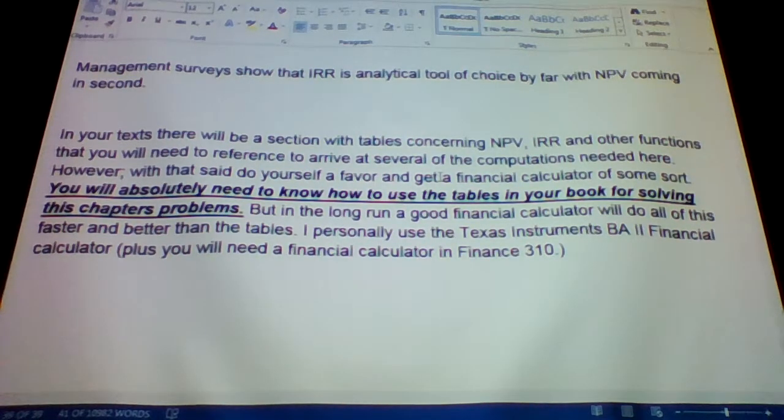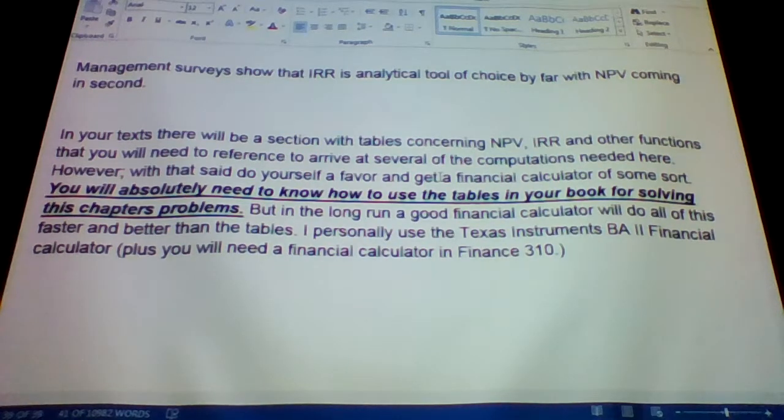However, with that said, do yourself a favor and get a financial calculator of some sort. You will absolutely need to know how to use the tables in your book for solving this chapter's problems and in future accounting classes. But in the long run, a good financial calculator will do all of this faster and better than the tables. I personally use the Texas Instruments BA II financial calculator, plus you'll need the financial calculator in Finance 310.